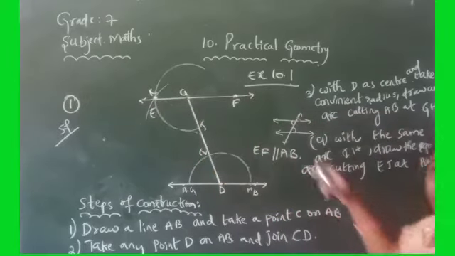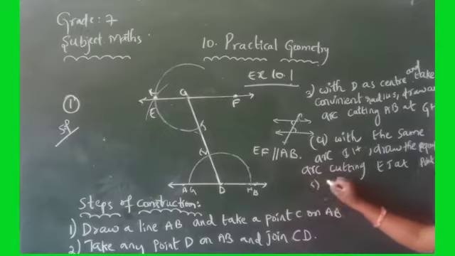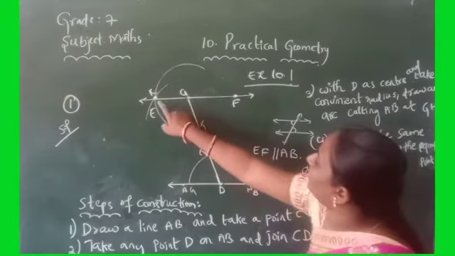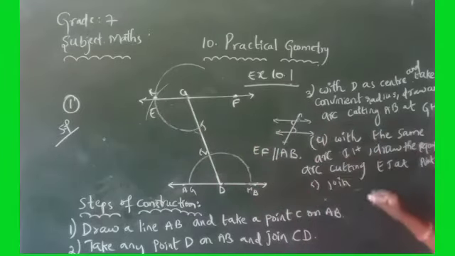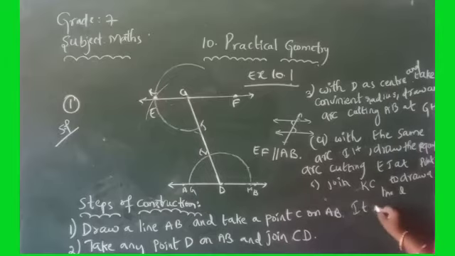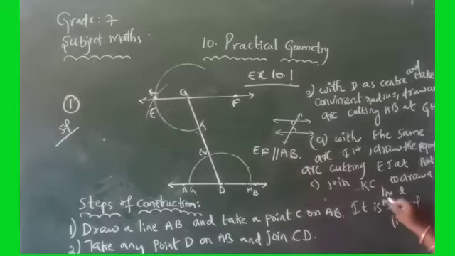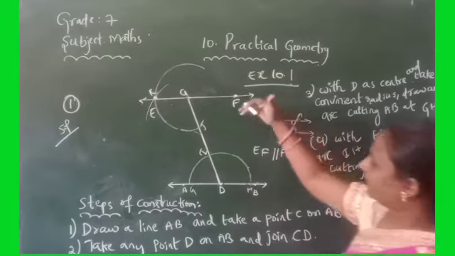You join this line. Finally, the step is, you join this K to C. Join KC to draw a line L. Okay. So it is our required construction. It is the required line, EF is parallel to AB.